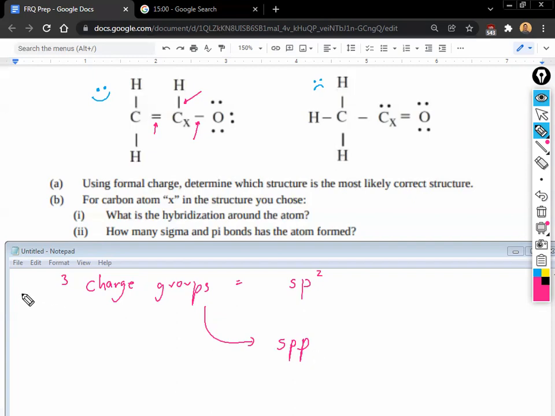All right, if we go to part 2, how many sigma and pi bonds does it have? Now, single bonds are going to have 1 sigma bond. Okay, so single bonds equal 1 sigma. That's the Greek letter sigma. And for doubles, if you have a double bond, that's going to be 1 sigma and 1 pi bond.